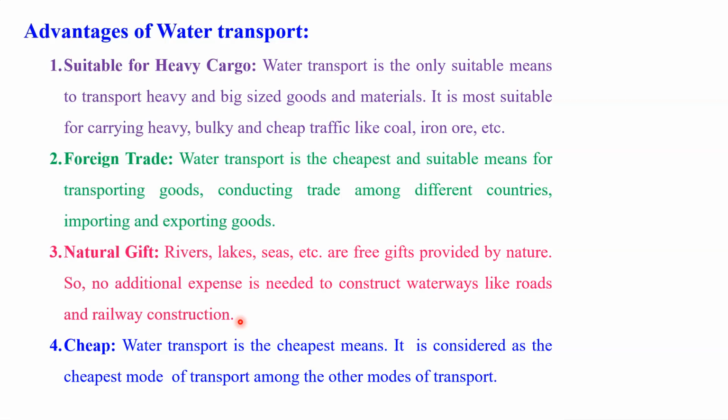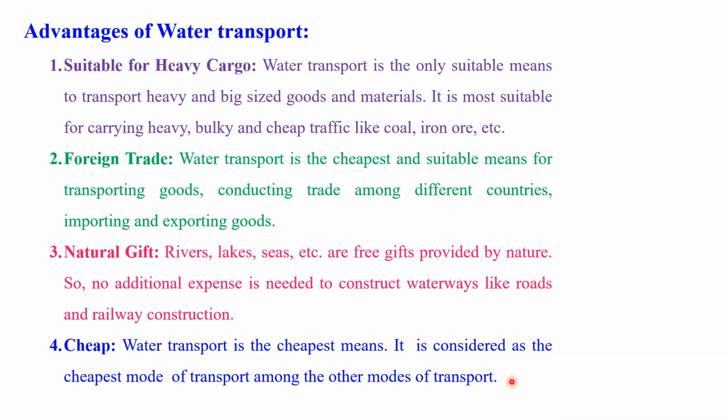Another important advantage of water transport is that it is the cheapest. It is considered the cheapest mode of transport among the other modes of transport. Why? Because we don't require the construction of roads and bridges and various other things that are required in road and railway transportation. Therefore, we save money, as there is no need to invest in the things we require in the case of railway and road.